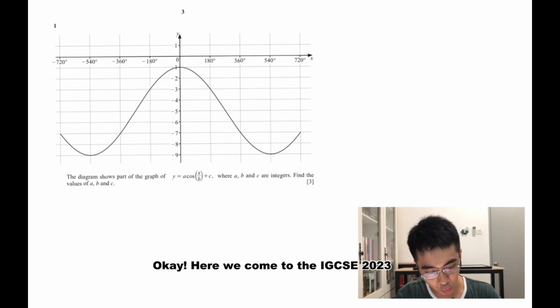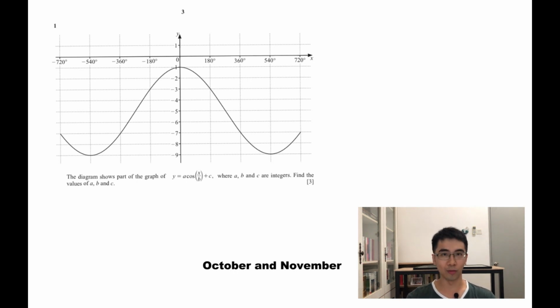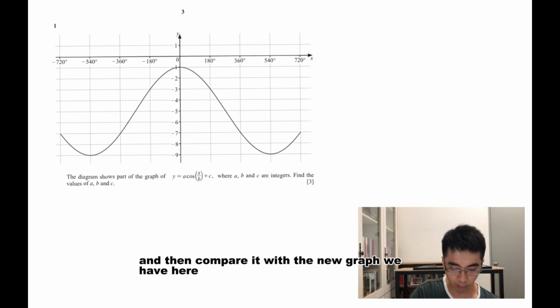Okay, here we come to the IGCSE 2023 October and November Additional Mathematics Paper 1 Set 1. So the first question is about the graph of trigonometric ratio, and this time we have the cosine graph. So how about that? We draw the original cosine graph and then compare with the new graph we have here.